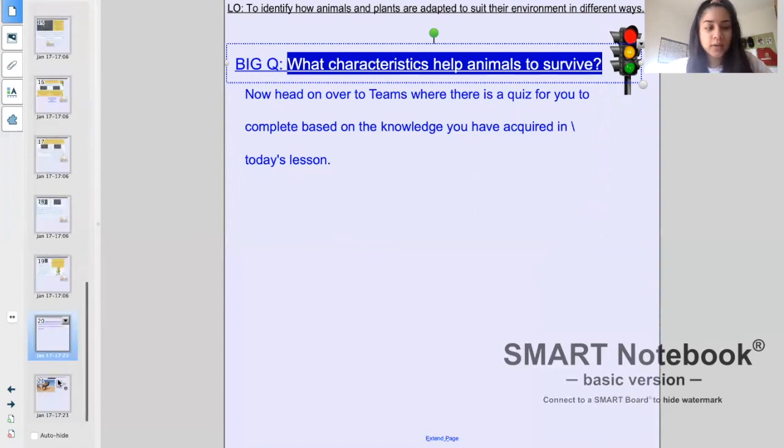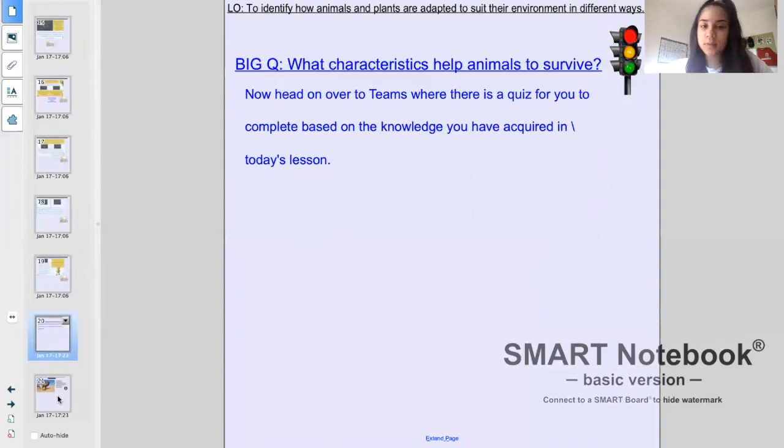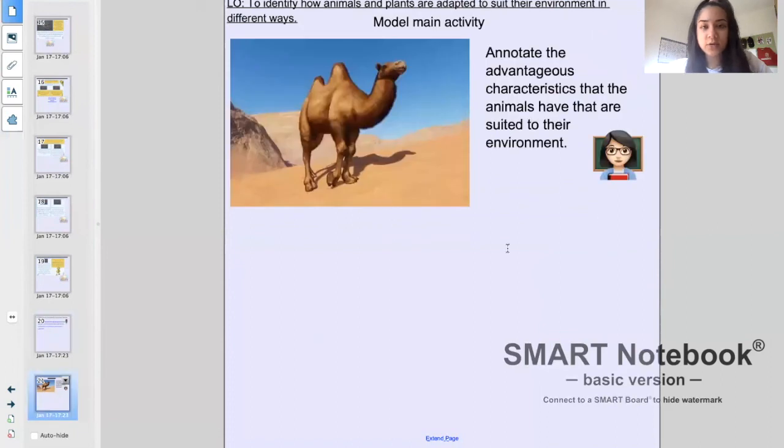Okay, so if you would like an extra challenge or another activity for practice, here is an activity you can do. So there will be pictures. So here's just one picture that you might see on the document that's been saved on the file on Teams. There'll be a few pictures. All you have to do is annotate them and explain which features are advantageous characteristics and how they help them in the environment that they're in.